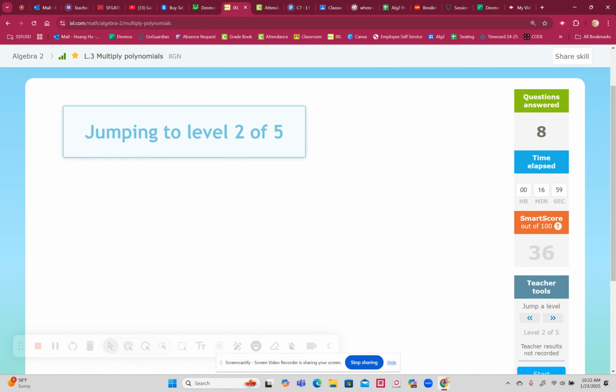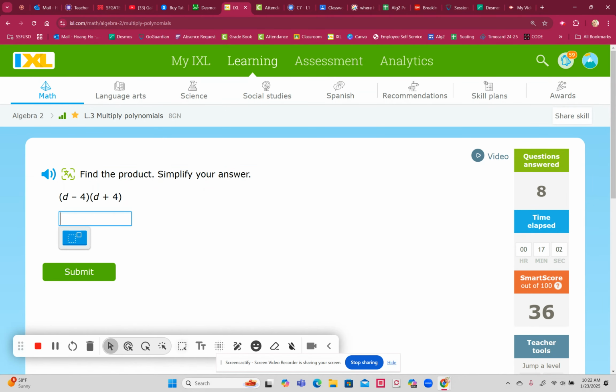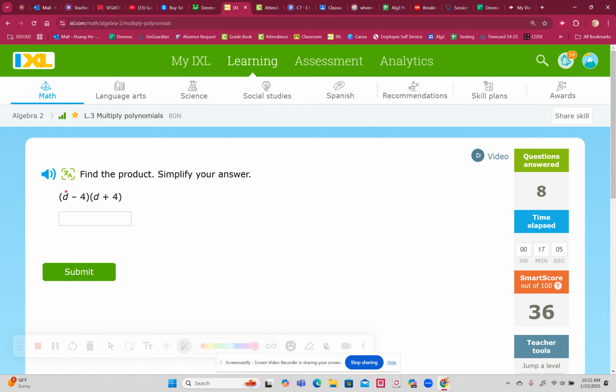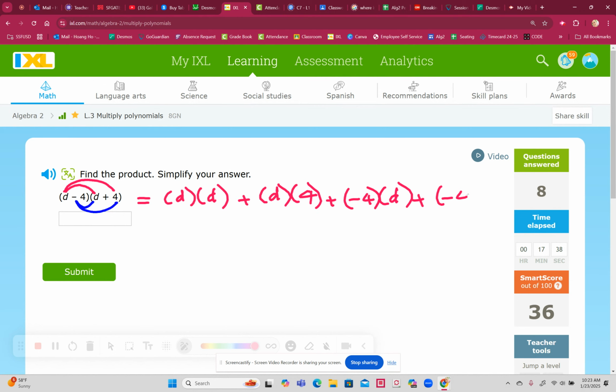Okay, let's move on to level 2. So now I do distribution. D times D, and then D times 4. When you have that done, you move on to the negative 4. Negative 4 times D, and then negative 4 times 4. So let's do it slowly. D times D, and then D times 4, and then plus negative 4 times D, and then negative 4 times 4.